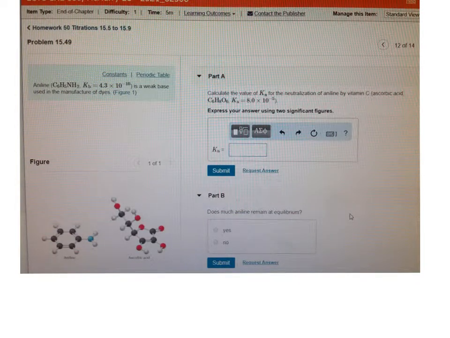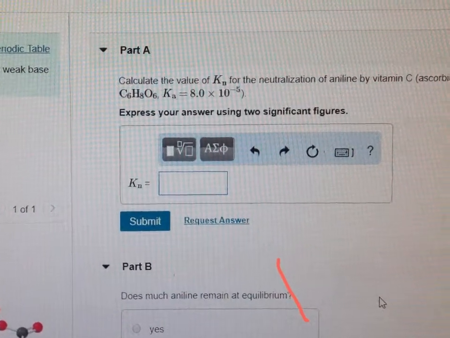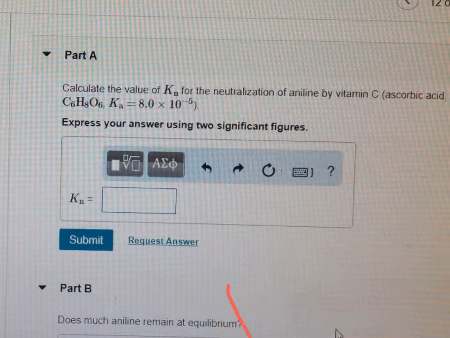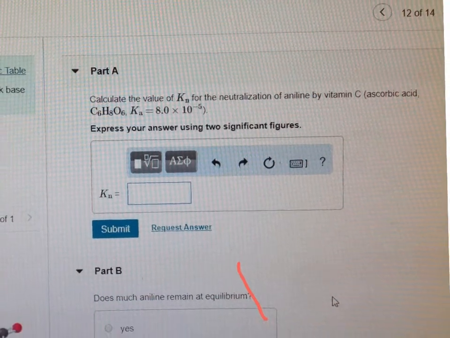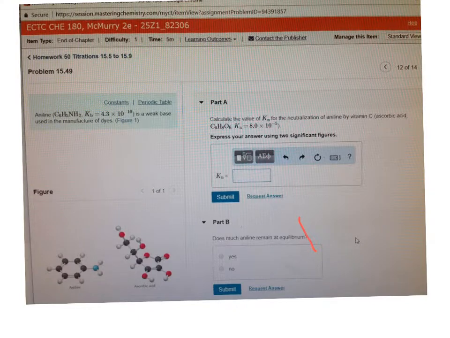I think what confuses a lot of people about this problem is they don't know what the Kn is for. The Kn is for the neutralization of alanine with vitamin C. The Kn means that you've reacted equal amounts of alanine with equal amounts of your weak base.